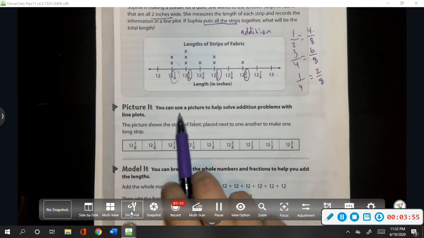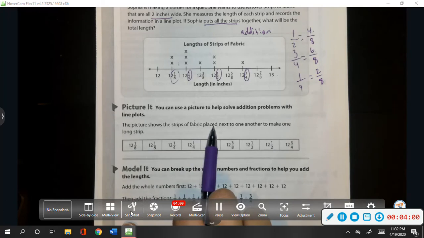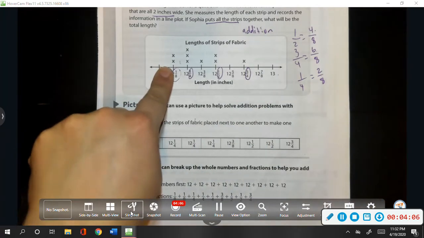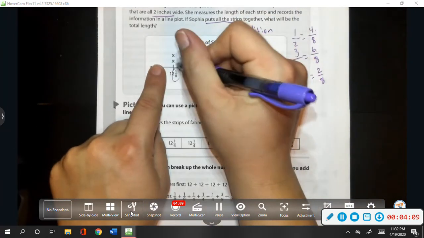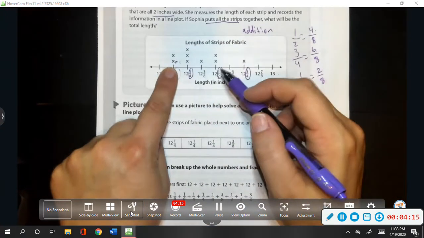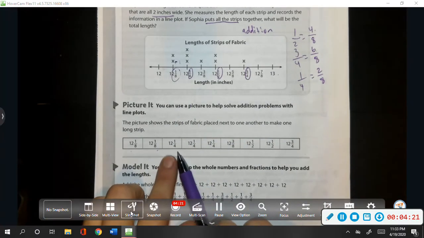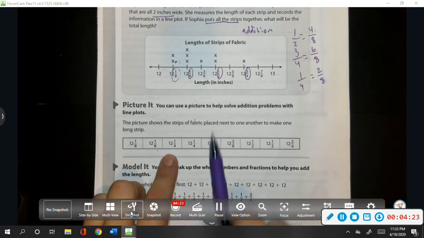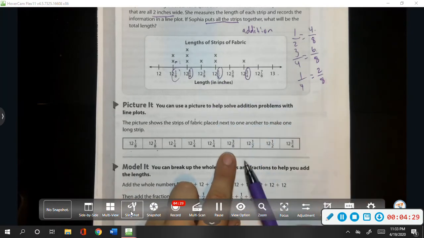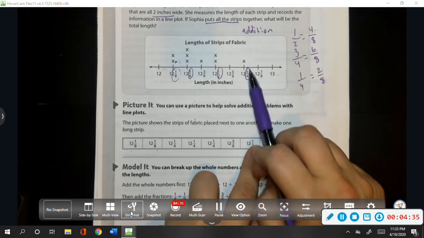The picture, it says you can use the picture to help solve addition problems with line plots. The picture shows the strips of fabric placed next to one another to make one long strip. So what they did is they took the line plot, and remember, each one of these X's is 1 unit, or 1 strip of fabric. So we had 2 12 and 1/8 strips. We had 3 12 and 1/4 strips. 1, 2, 3, 1, 2, 3. We had 1 12 and 3/8. We had 2 12 and a half, and 1 12 and 3/4.